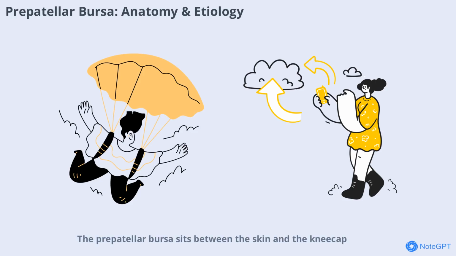Prepatellar bursa sits between the skin and the kneecap, cushioning the area during kneeling or extension. It's commonly inflamed in people with occupations or sports involving frequent kneeling, hence the nickname housemaid's knee. Chronic mechanical irritation, trauma, or infection can all trigger prepatellar bursitis. It's slightly more common in men and adults due to cumulative microtrauma.